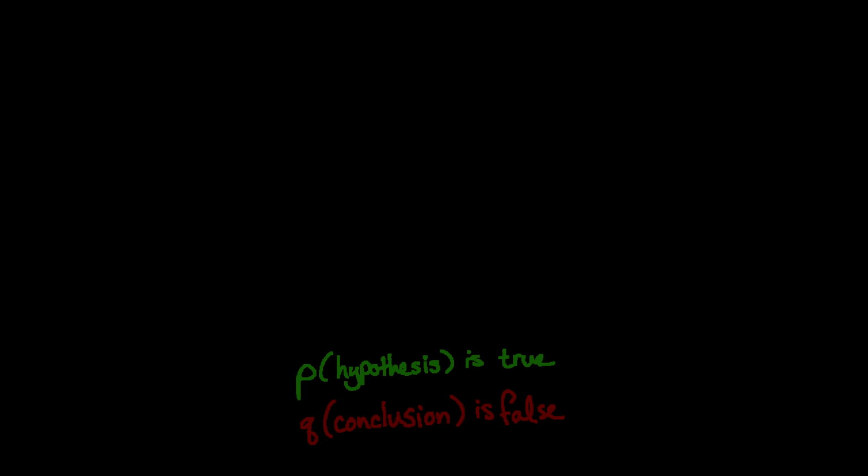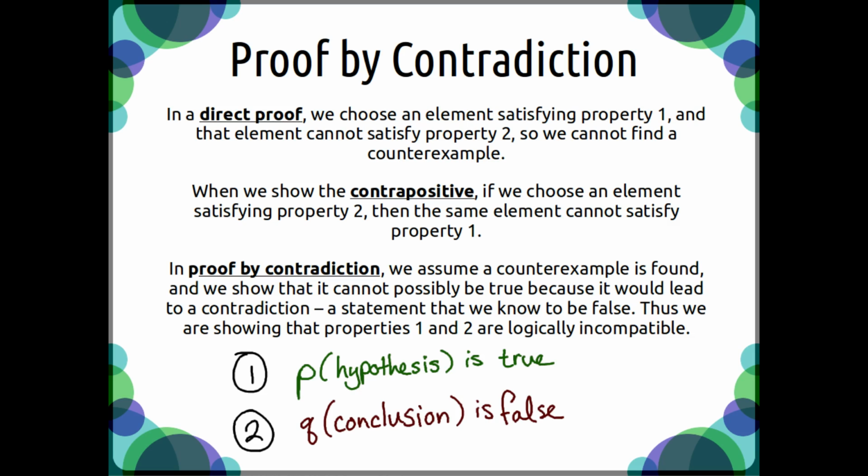So in the direct proof, we choose an element satisfying property 1, where the hypothesis is true, and that element cannot satisfy property 2, or it must make the conclusion false, so we cannot find a counterexample. When we show the contrapositive, we choose an element satisfying property 2, where the conclusion of the implication is false, and then the same element cannot satisfy property 1, where it makes the hypothesis true.